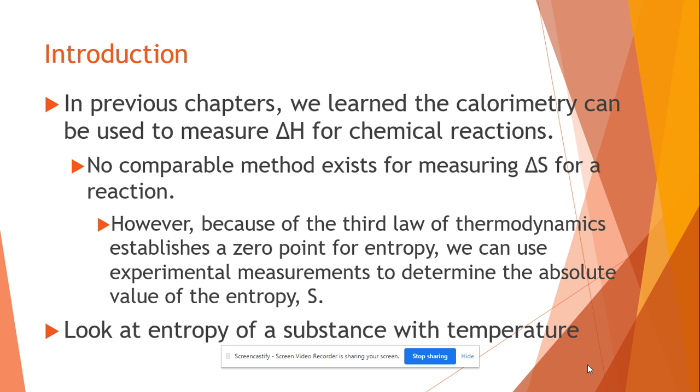So as an introduction, in the last chapter we covered, we learned that calorimetry is a type of scientific measurement that we can do to measure the delta H values of chemical reactions. No comparable method exists to help calculate delta S values for a reaction, or basically the entropy. However, because the third law of thermodynamics establishes a 0 point for entropy, we can use experimental measurements to determine the absolute value of entropy, denoted by the letter S. What we do is we look at the entropy of a substance and compare it to temperature.